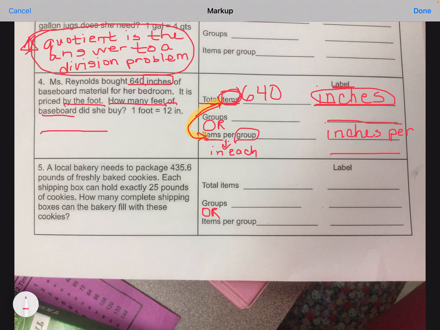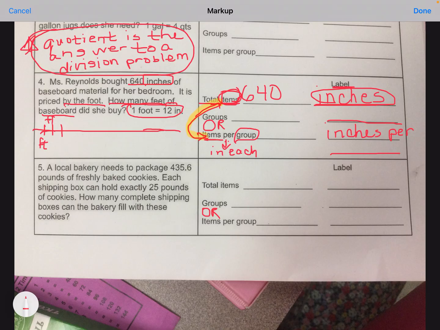So let's pretend this is my 640 inches, and it gives me the information here that 1 foot is 12 inches. So I would go along here and I would say, okay, 1, 2, 3, 4, 5, 6, 7, 8, 9, 10, 11, 12. There's 1 foot. 1, 2, 3, 4, 5, 6, 7, 8, 9, 10, 11, 12. There's another foot. Now this line would not be nearly long enough, right? So how am I grouping my inches? In what? What is each of these marks? A foot, right?